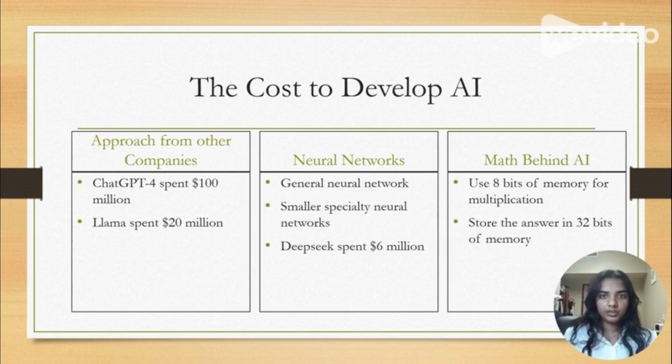Also, there's a lot of math that goes behind artificial intelligence. Specifically, there's a lot of multiplication because it's used to find the patterns within text. But you can use 8 bits of memory for multiplication and then store the answer in 32 bits of memory, rather than the regular way, which is just using 16 bits of memory for multiplying and storing the answer. This allows for the same level of accuracy while using fewer resources and being more cost effective.